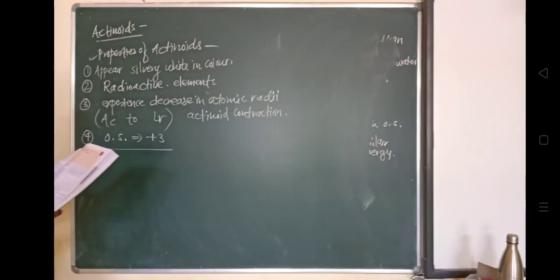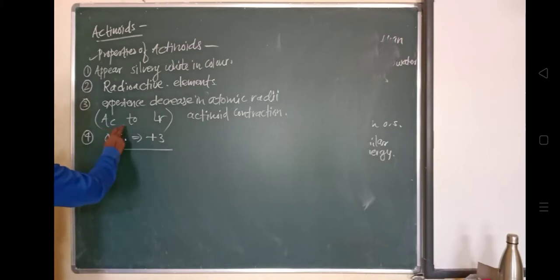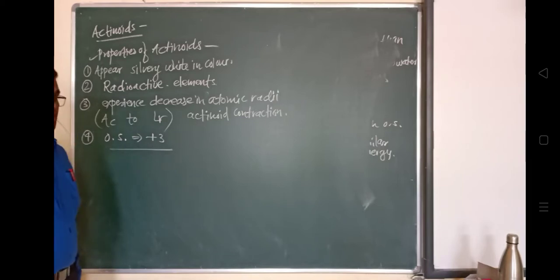We have also seen that their melting point is around 1000 degrees Celsius and their boiling point is around 3000 degrees Celsius. They experience a decrease in atomic radii from actinium to lawrencium. This is called actinoid contraction, and it involves the 5f orbital.